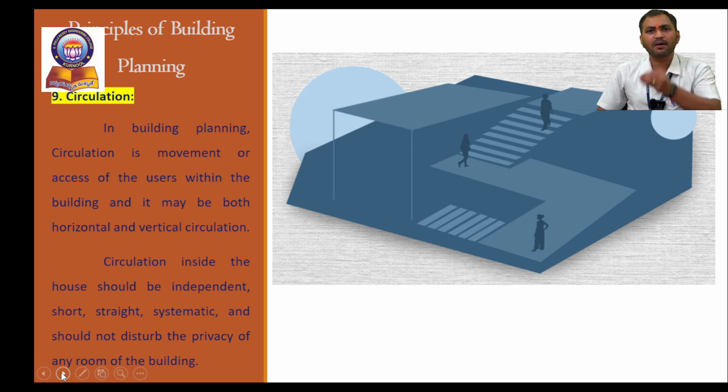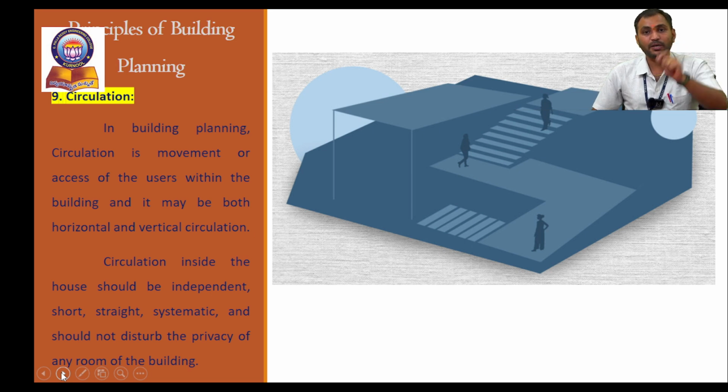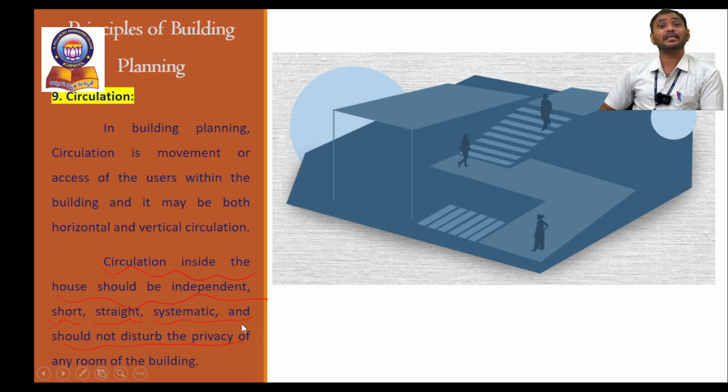Just as I have discussed, inside the home I provide a door for my bedroom, and when I go outside, at the outside of the room also I provide a door. So that is circulation. The circulation inside the house should be independent, short and straight, systematic, and should not disturb the privacy of the other rooms. Circulation is also one of the main important principles.